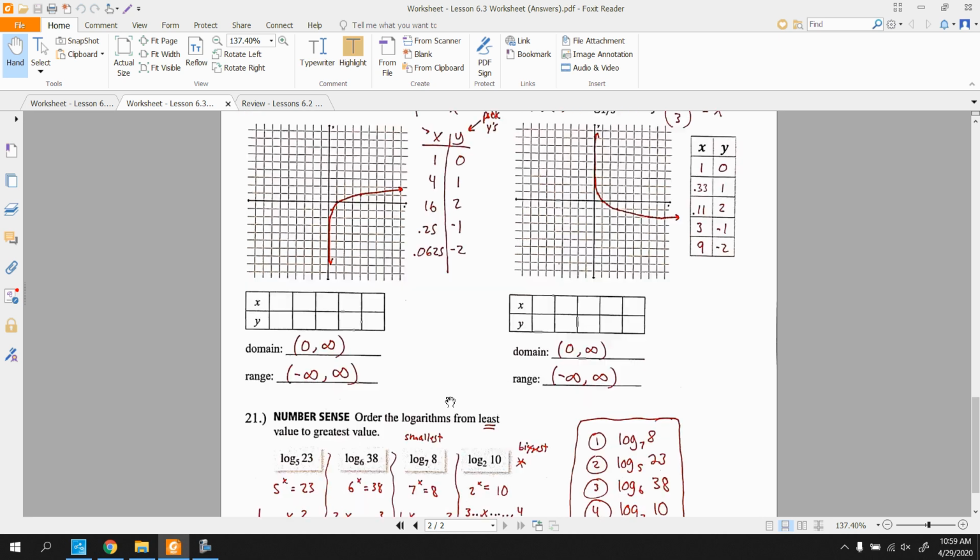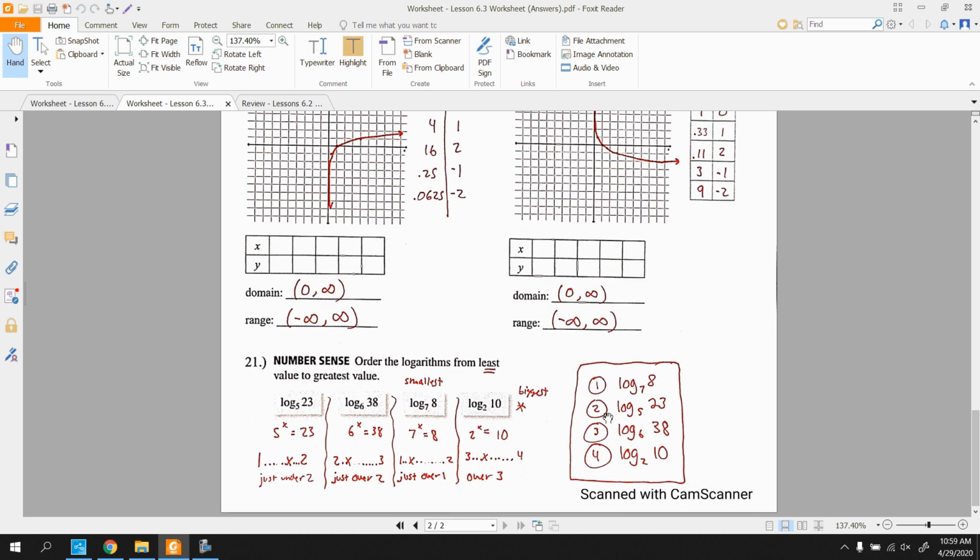Last portion, I like this section. I know it's one that some people brush over real quick, but what are these values? They're not exact values. I don't know exactly what they are, but 5 to what power is 23? Well, you can see it here. It's somewhere between 1 and 2, right? 5 to the first power is 5. 5 to the second power is 25, and we're not quite to 25, so it's pretty close to 2.